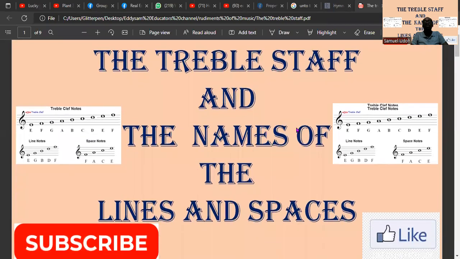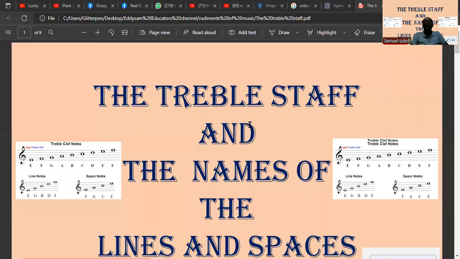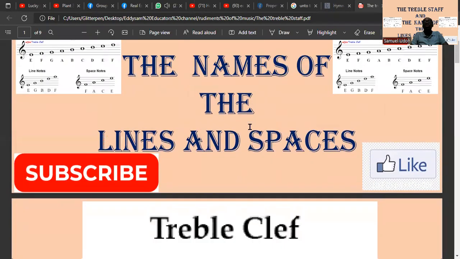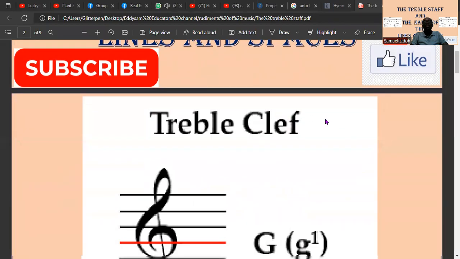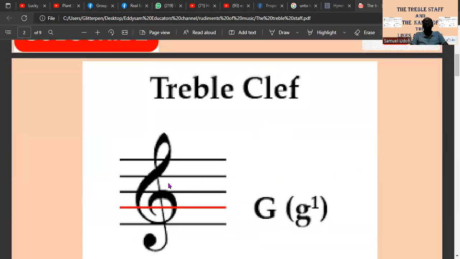Like I said, we'll be looking at the treble staff and the names of the lines and spaces on the treble staff. In our previous video, we talked about various kinds of staffs and various kinds of clefs. We looked at the treble clef, the bass clef, the alto, and the tenor clef. So today we're looking at the treble staff and names of the lines and spaces. This is the treble clef here on its place on the staff.